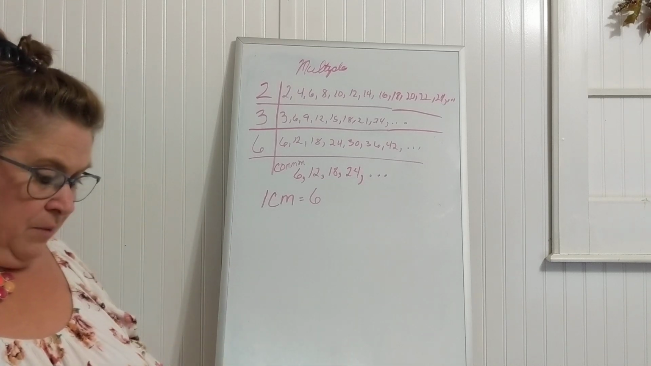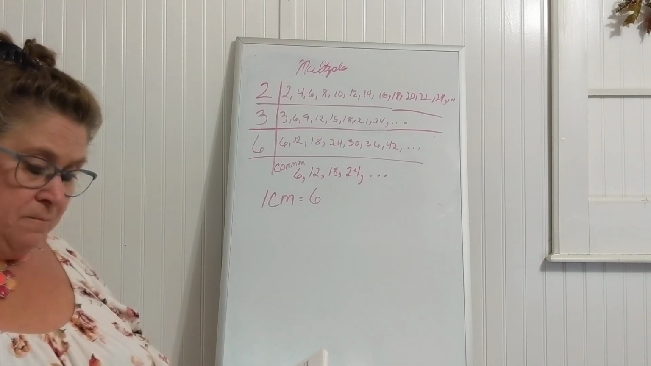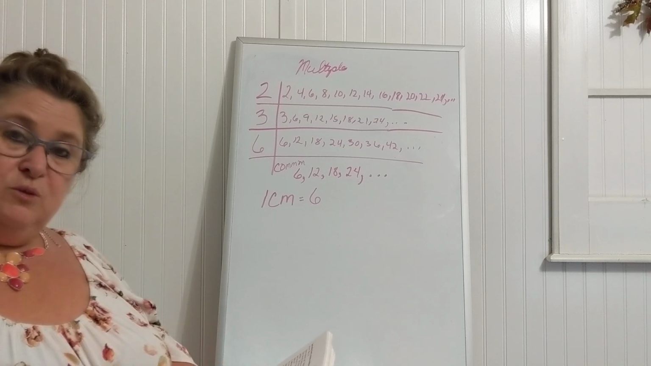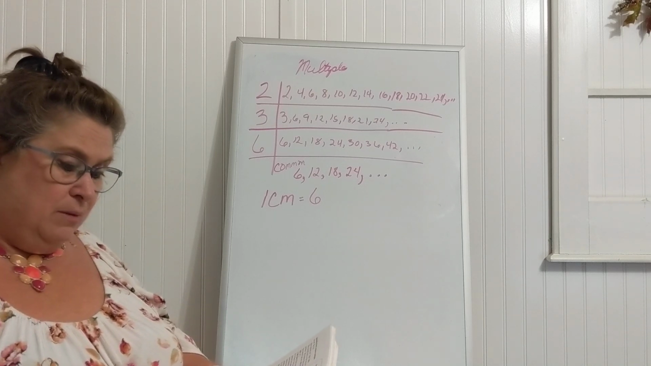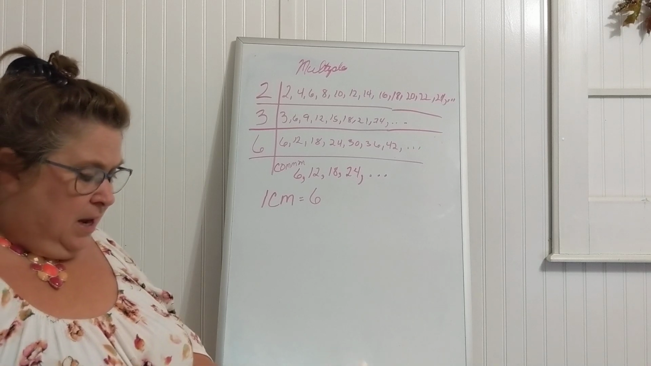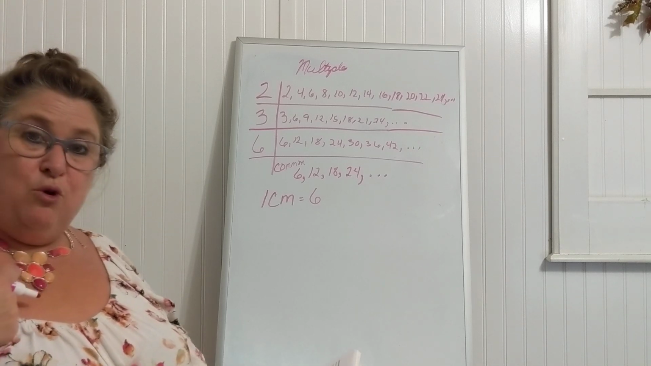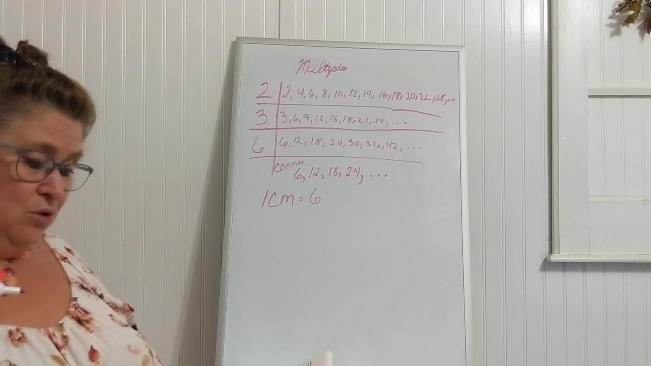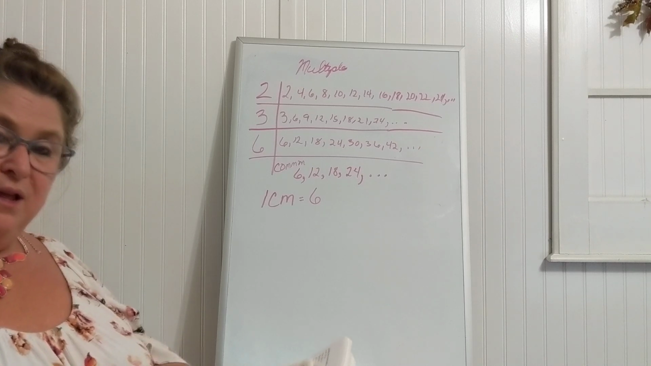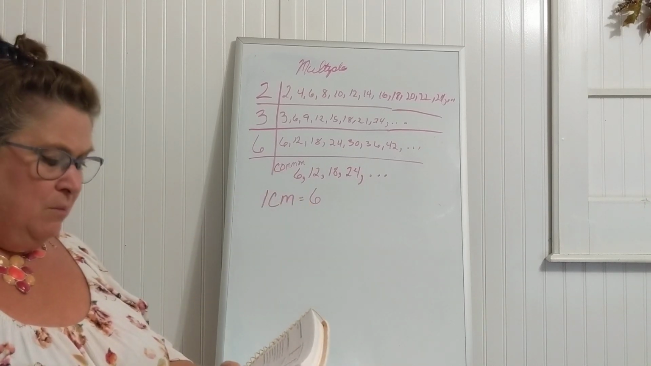You're going to find the multiples for 3 and 4. Then you're going to write the common multiples, and then you're going to write the least common multiple, the LCM. And then you're going to find multiples for 3, 4, and 6. You're going to write the common multiples, and then you're going to write the least common multiple.